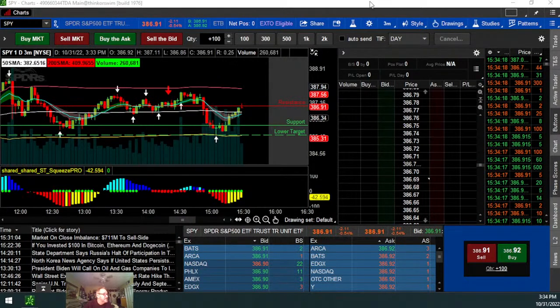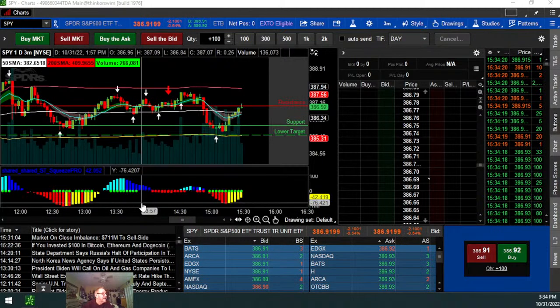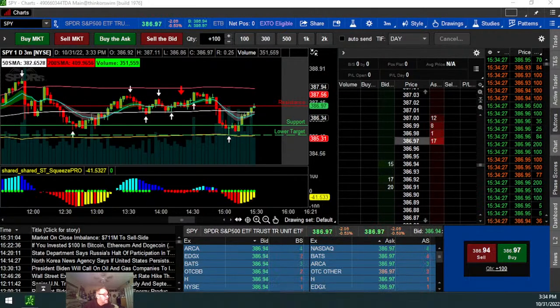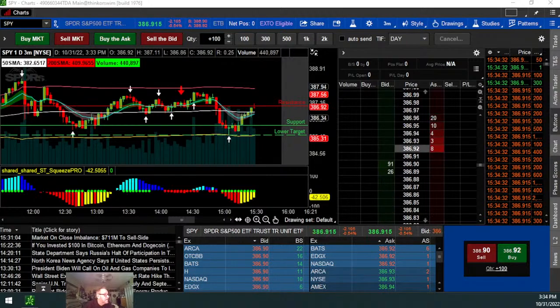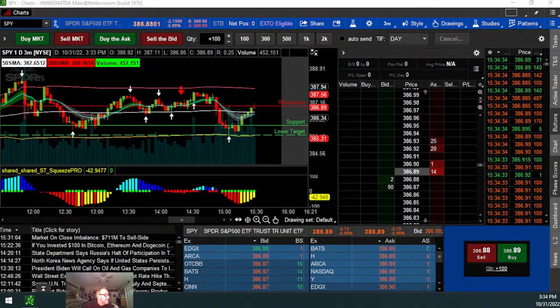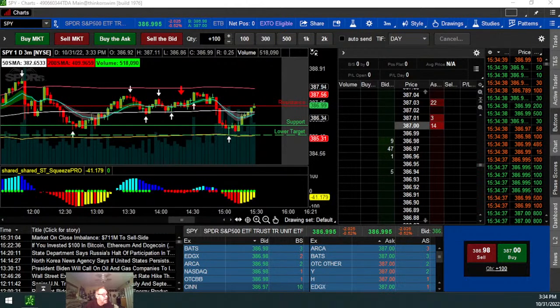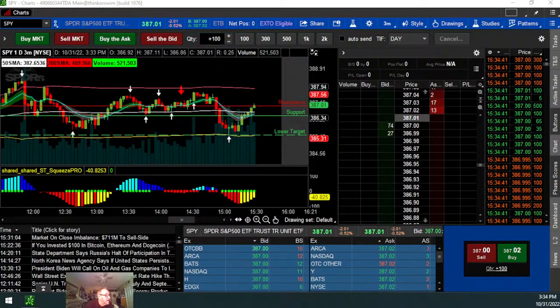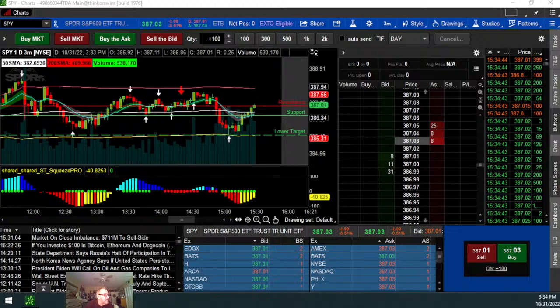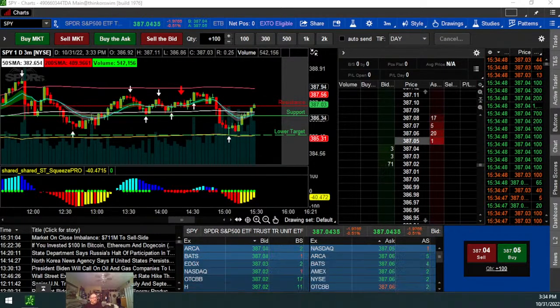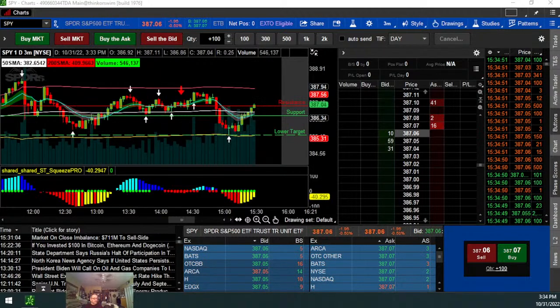There you go. 387 is all the resistance. That's all she wrote. You cannot get it any higher than that. And there's a pullback. 387. 386. So we got 387 and 386.50 as our support now. We've moved the support up.